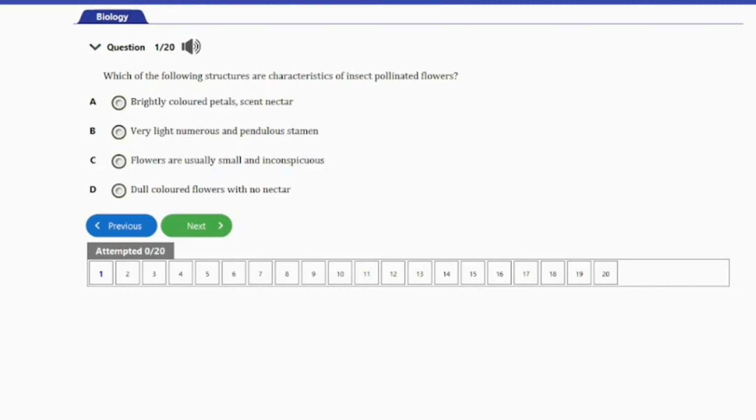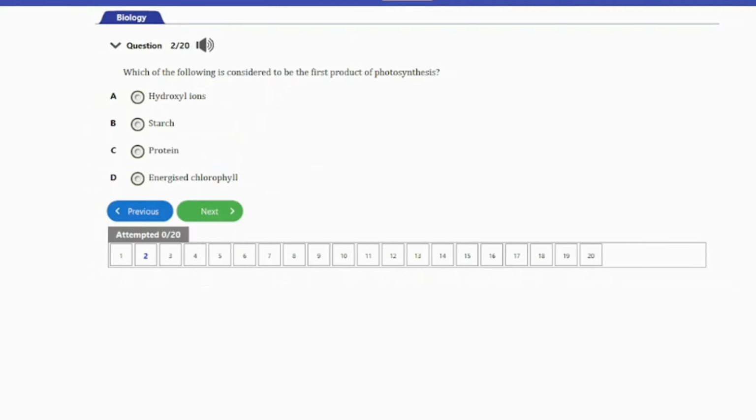So the brightly colored petals actually make them more attractive, and as well the scent nectar makes them attract the insects in order to be pollinated by these insects. So that's it for this question, and let's go ahead and consider the next question, guys. That's question number 2 here.